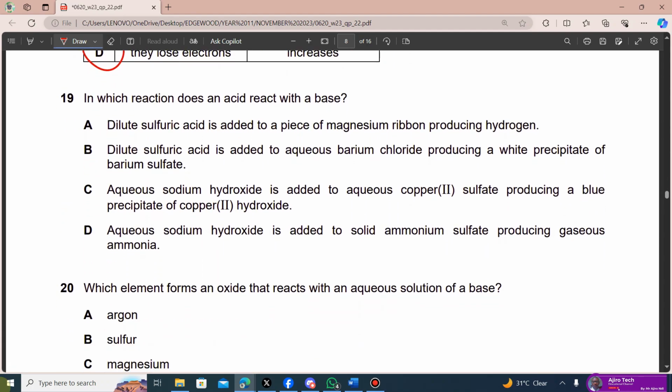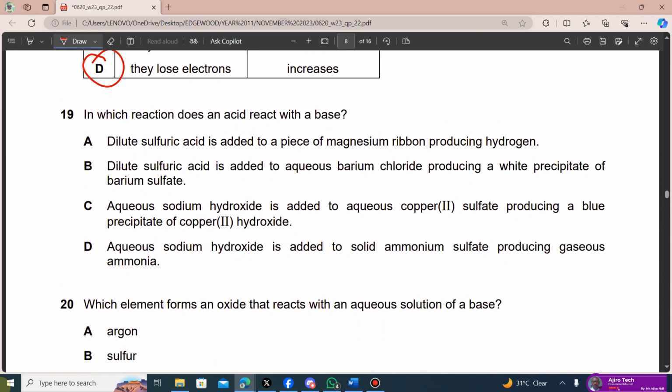In which reaction does an acid react with a base? Dilute sulfuric acid is added to a piece of magnesium. So this is acid and metal, so this is not acid-base. Dilute acid is added to aqueous barium chloride. This is a salt, producing a white precipitate. This is also not the reaction.